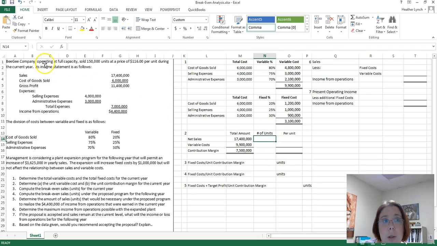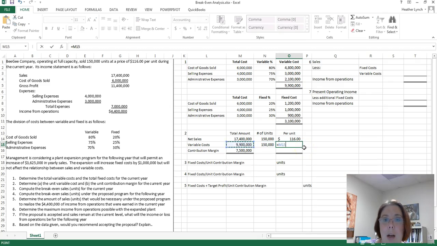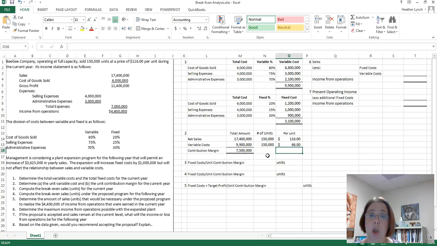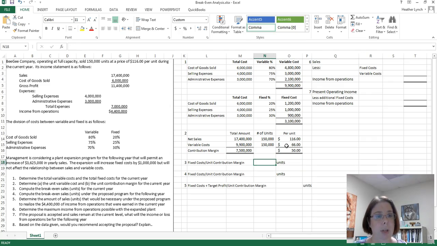The number of units, we're at full capacity. So we have 150,000 units. So if we want to find out per unit, we're going to take that 17,400,000 divided by 150,000. We came up with that number earlier. And our 9.9 million divided by the 150,000 units. And again, your contribution margin per unit, again, the difference between your net sales and your variable cost, is $50. Okay, so we got number 2 done.